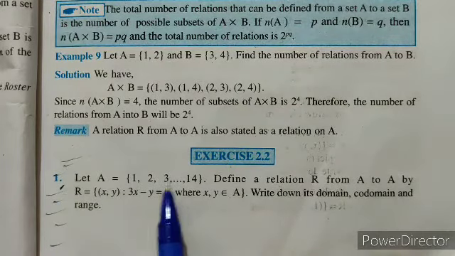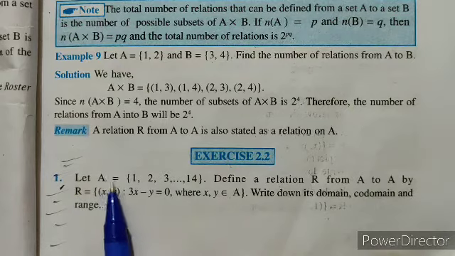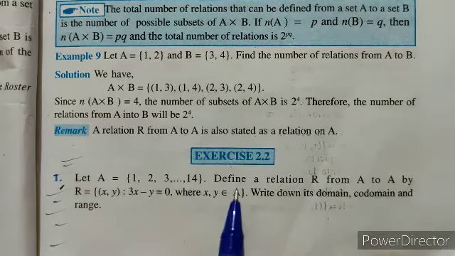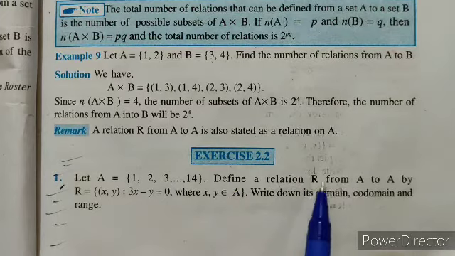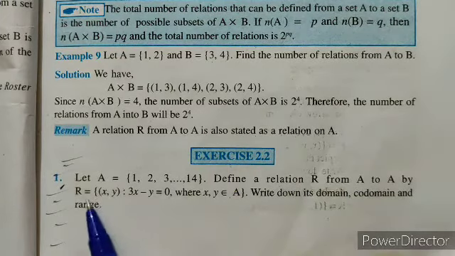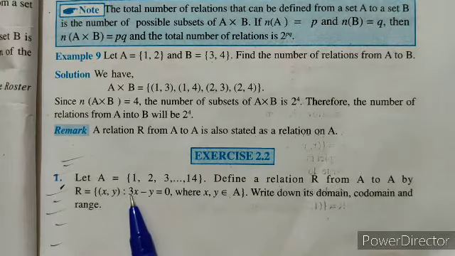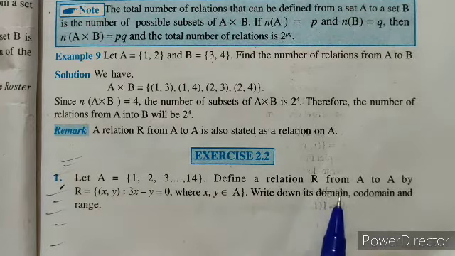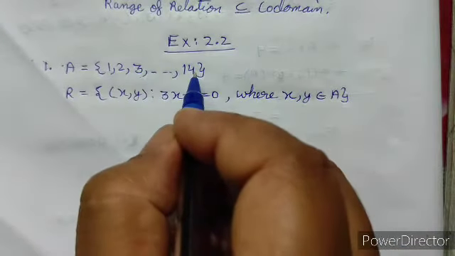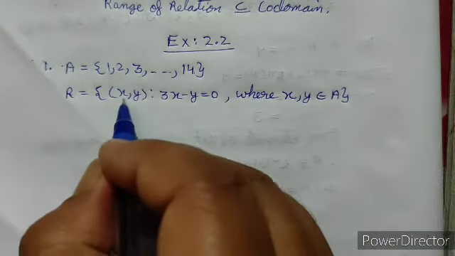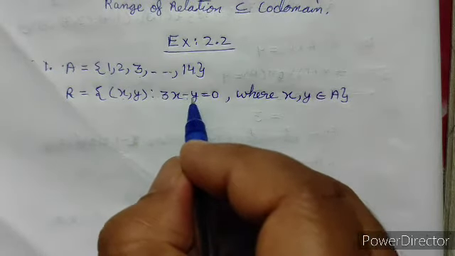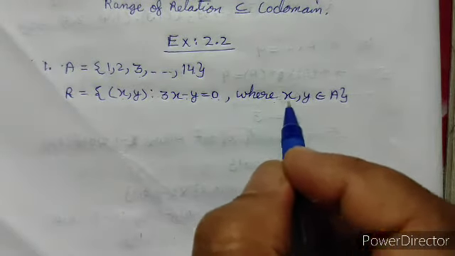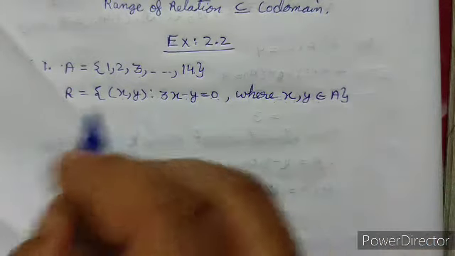Now in the first question of exercise 2.2, set A is given to us. We have to define a relation R from A to A by R equal to {(x, y) such that 3x minus y equal to 0}, where x and y belong to set A. Write down the domain, codomain and the range. Here set A is given to us and relation R is (x, y) such that 3x minus y equal to 0, where x and y both belong to A.